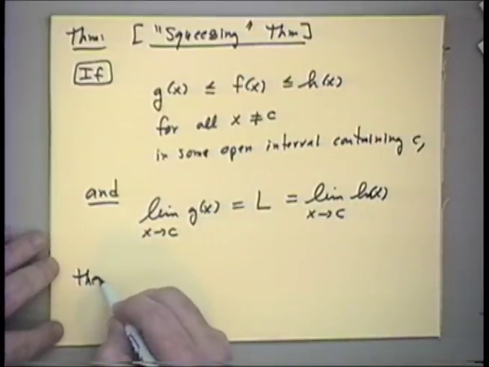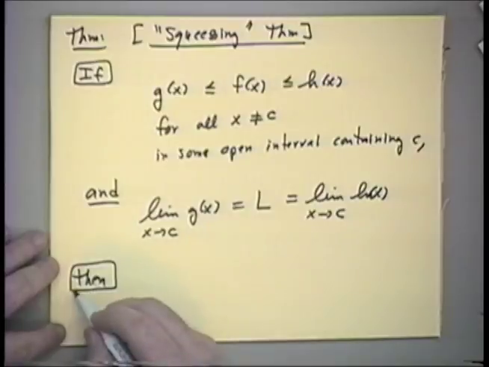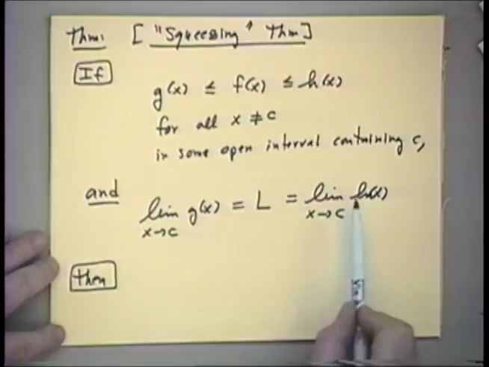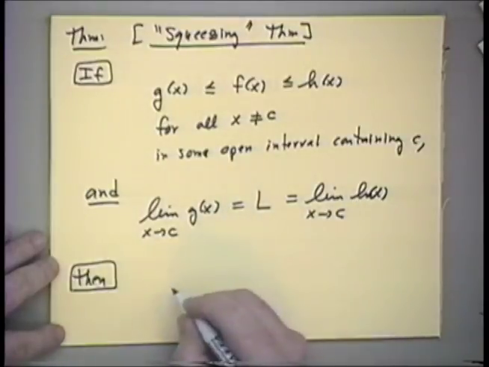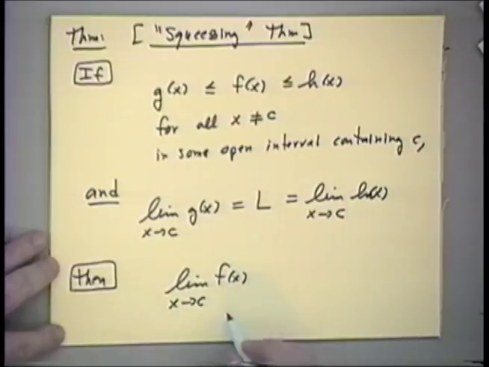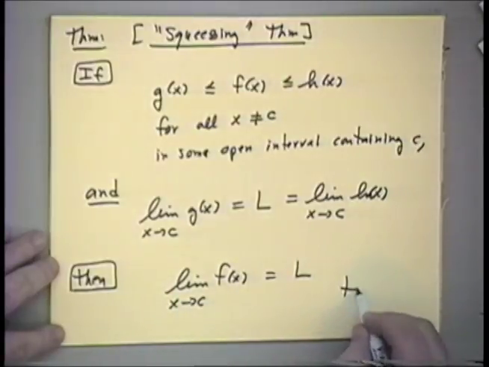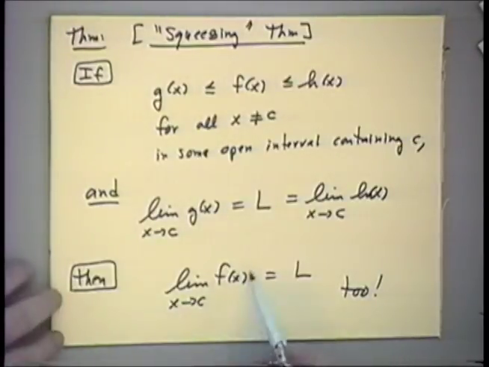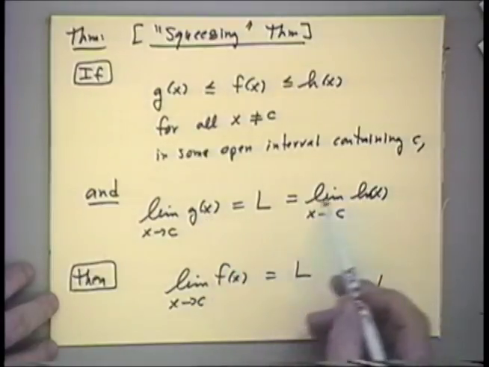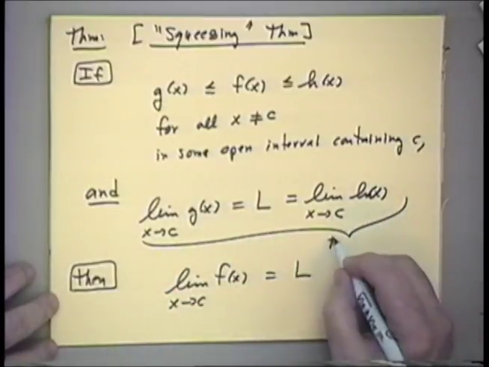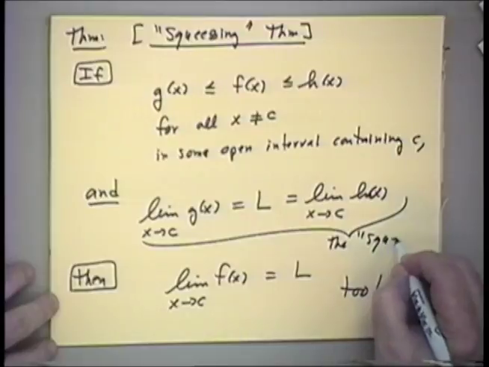And then you can even see what's going to happen next. If f of x is caught between these two functions everywhere, and these two functions have the same limit at c, then it seems natural to expect, and it in fact is true, that the limit as x approaches c of f of x equals L too. That is what's known as the squeezing theorem. The limit of f of x is squeezed between the g of x and the h of x limit. So if you want, you can call this part of the theorem the squeeze.